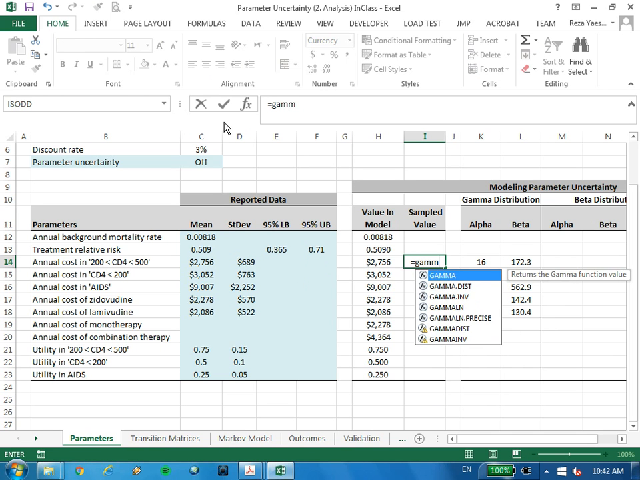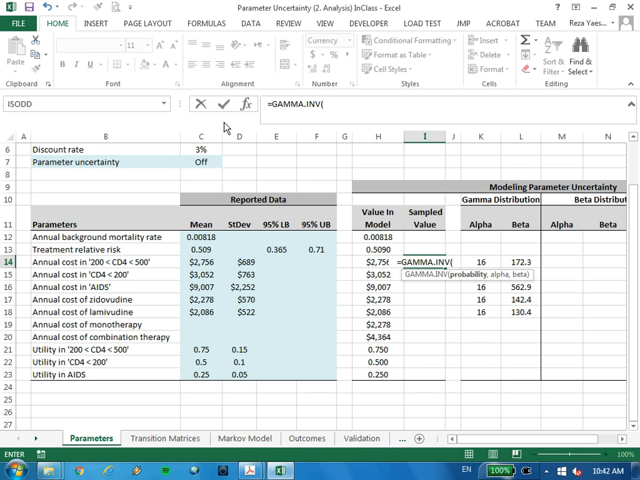So we have gamma inverse, right? So we need to pass a random number between 0 and 1. And gamma distribution has two parameters, alpha and beta. Alpha is here, and the beta is here. Okay? Does it make sense?